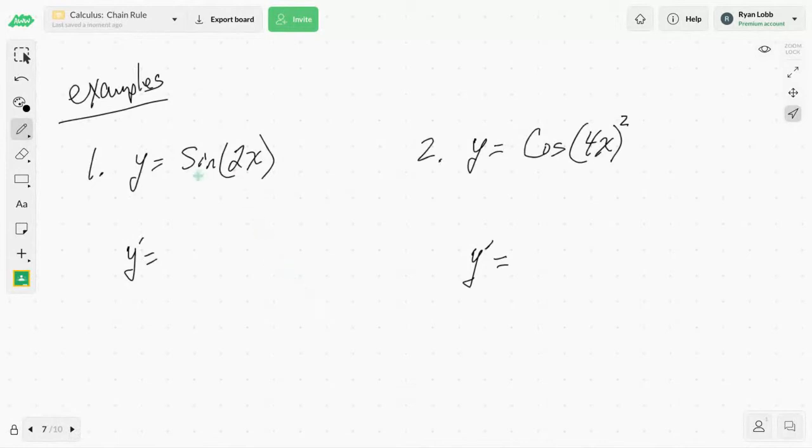So going over here, a couple examples. If y equals sine of 2x, what is the derivative of sine of, in this case, here's our u, 2x? The derivative of sine of 2x is going to be the derivative of sine, which is cosine of 2x, then times the derivative of 2x, which is 2. And then generally we would write that as 2 cosine of 2x. So there's that one.